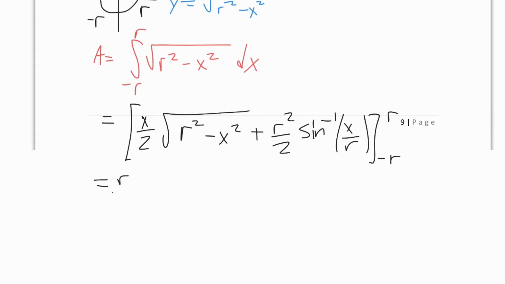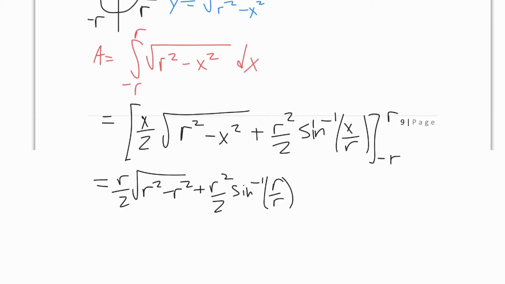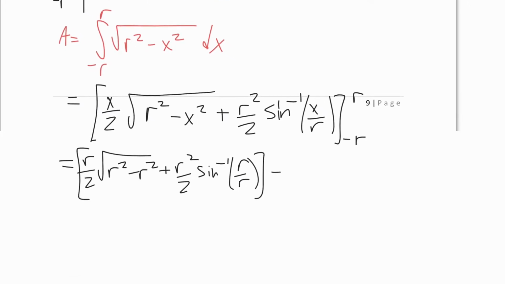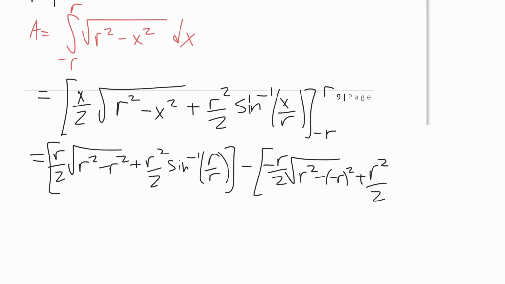Well, that means we plug in r in the top, so r over 2 square root of r squared minus r squared, plus r squared over 2 sine inverse of r over r. So that's our first portion. Then we have to subtract off the other one. So then we get negative r over 2 square root of r squared minus negative r squared, plus r squared over 2 sine inverse of negative r over r.